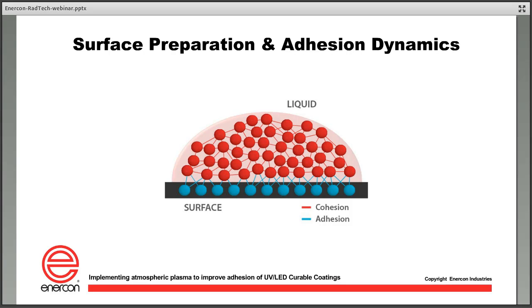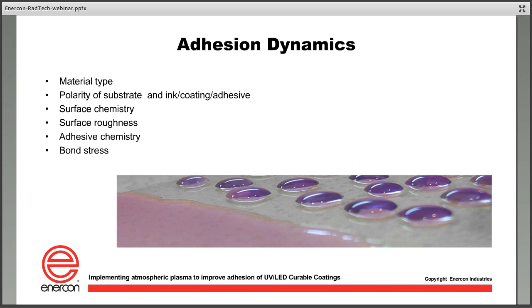But what about the actual dynamics of it bonding to the surface? And that's really where Enercon comes into play and helps solve those adhesion challenges, because what we do know about UV curable coatings and inks and adhesives is that it does require what we call a very high surface energy and a very prepped surface for good adhesion and cohesion.